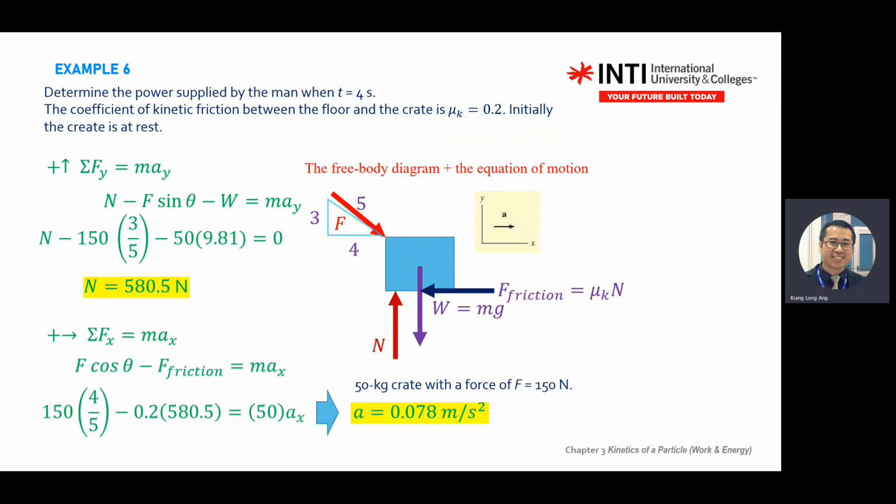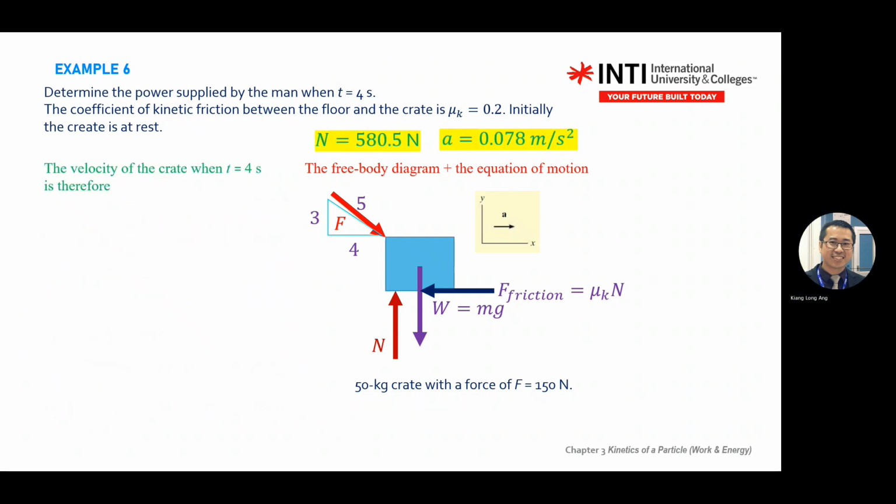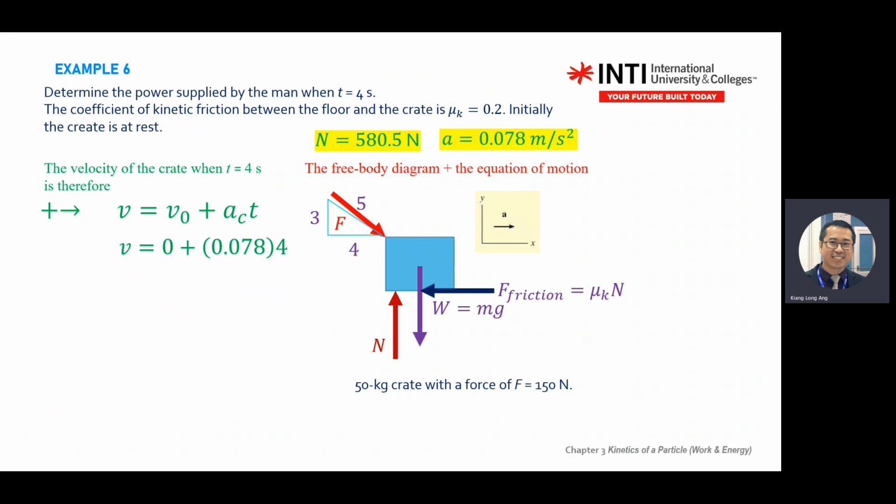Once you have your A, you're given time, so you can use the first one or the second one also can. But I show you the first equation first: V equals V naught plus AT. Why can you use this one? When you have constant acceleration. In this case, you know your initial velocity is 0 because it starts from rest. A you found just now, and T is 4. So you find your velocity.